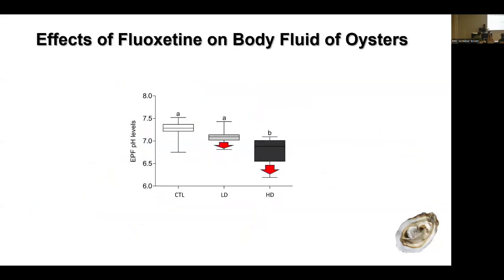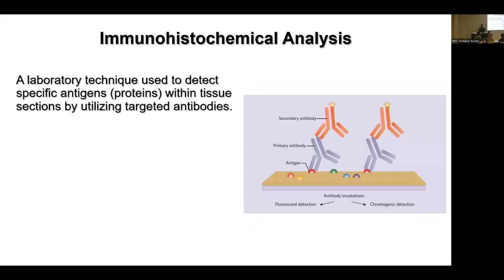So this is the result of the body fluid pH level because of the fluoxetine in oysters. We saw the extrapallial fluid pH level significantly decreased because of the drug. That means the body fluid is becoming more acidic because of the effect of fluoxetine in oysters.